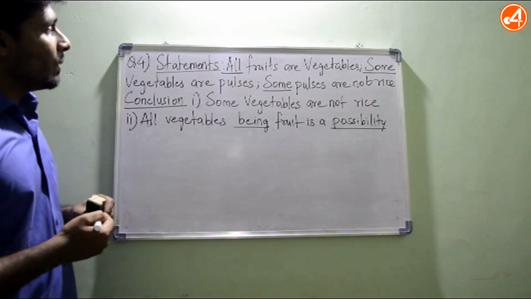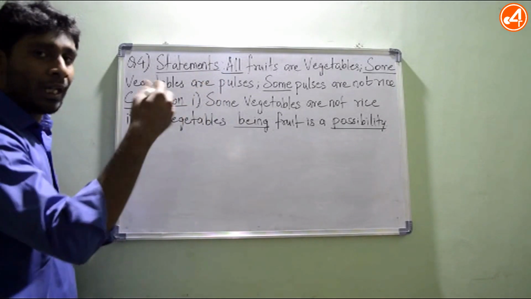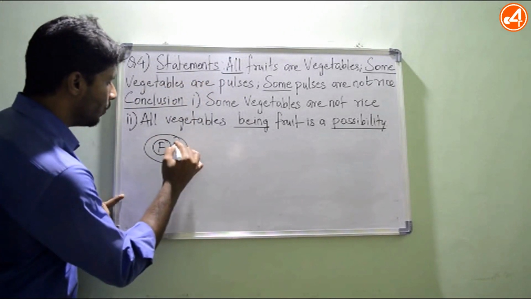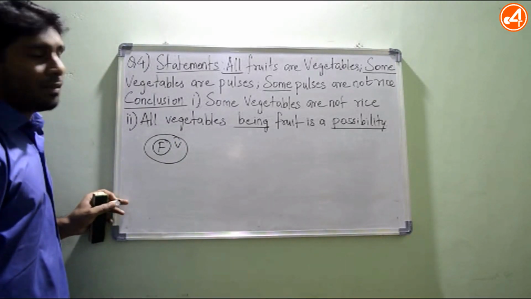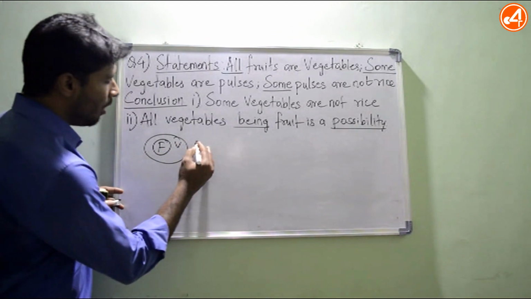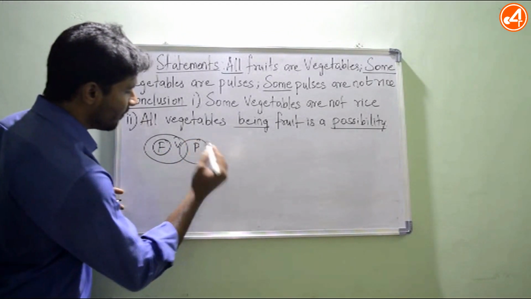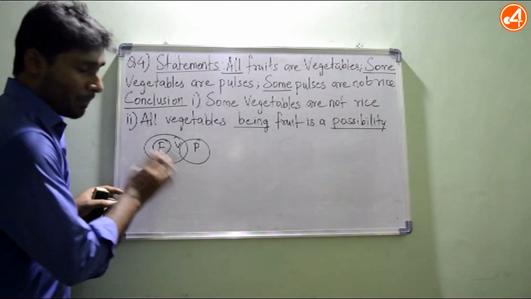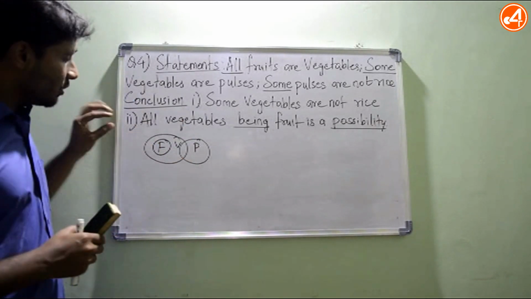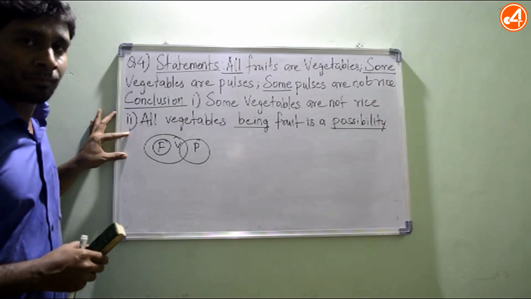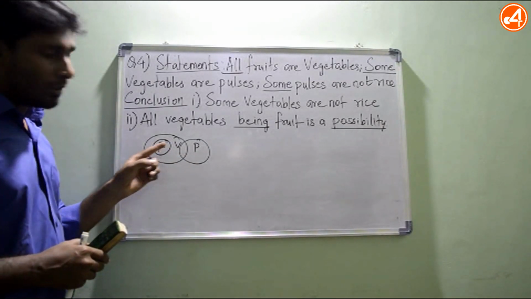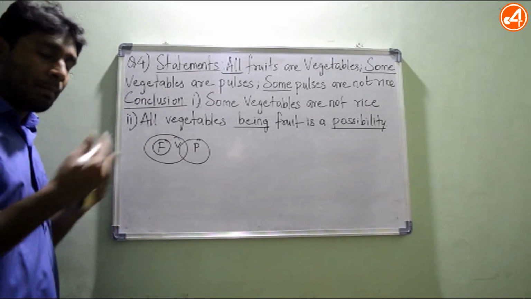So all fruits are vegetables. If it is all, again overlapping one, so all fruits are vegetables. Again the second statement is some vegetables are pulses. So again some vegetables are pulses. Please stop here and check any of the possible diagrams. Before going for the third statement, just stop here and think for any of the possible diagrams. Yes, good. These pulses and fruits can be connected. So please connect it. So my second diagram can be like this.